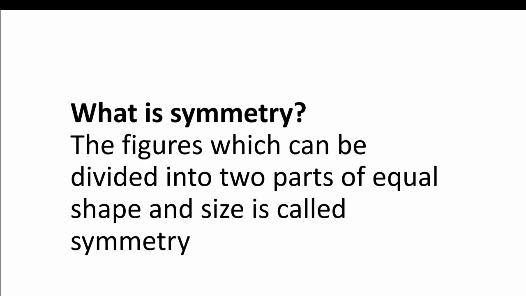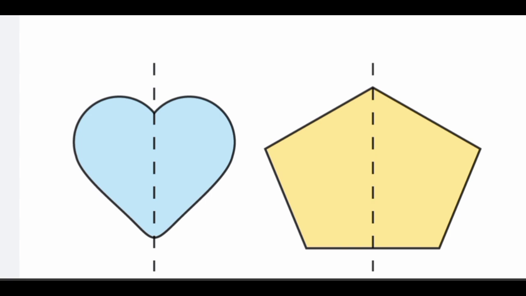If we divide an object into two equal halves, it has to be equal on both sides. Then it is called symmetry. Let's see some examples to understand symmetry better.